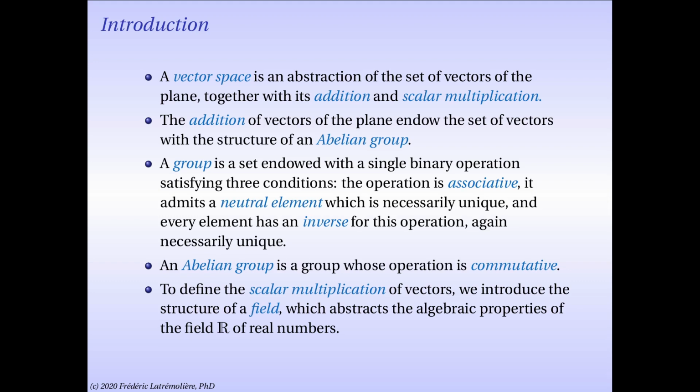A vector space is an abstraction of the set of vectors of the plane together with its addition and scalar multiplication. The addition of vectors of the plane endows the set of vectors with the structure of an abelian group. A group is a set endowed with a single binary operation satisfying three conditions. The operation is associative, it admits a neutral element which is necessarily unique, and every element of the group has an inverse for this operation, again necessarily unique. An abelian group is a group whose operation is commutative.